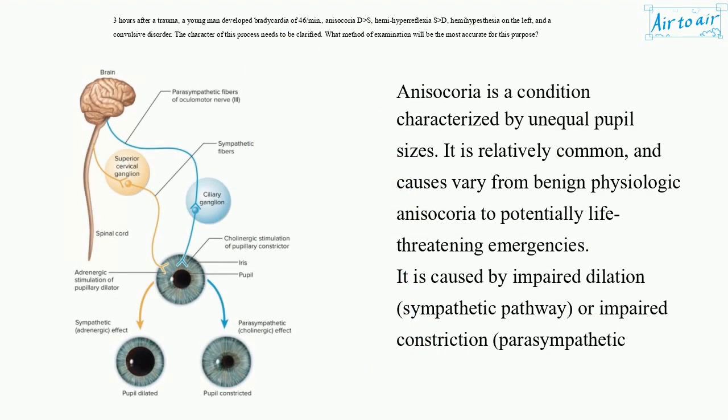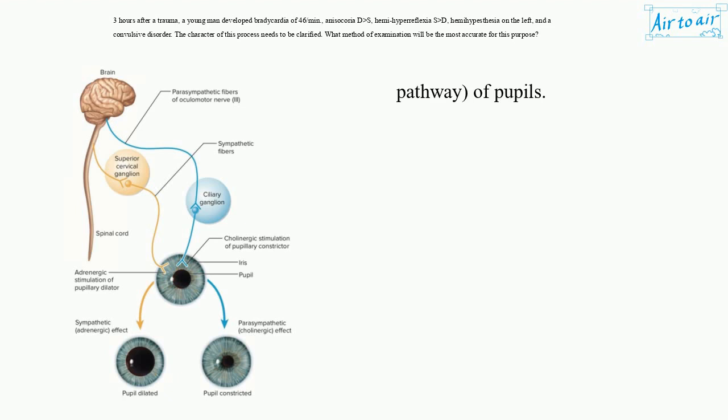Anisocoria is a condition characterized by unequal pupil sizes. It is relatively common, and causes vary from benign physiologic anisocoria to potentially life-threatening emergencies. It is caused by impaired dilation (sympathetic pathway) or impaired constriction (parasympathetic pathway) of the pupils.